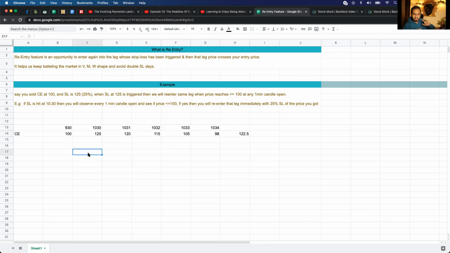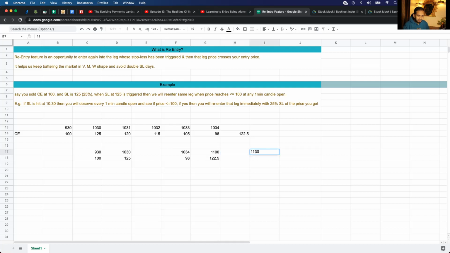So the earlier example is we entered at 9:30 with 100 rupees. At 10:30, our stop loss got triggered at 125. Next time I got an opportunity at 10:34 with 98 rupees. Let's say at 11 o'clock, my 122.5 SL got triggered. But you say, no, check again, I want to re-enter two times. Then after 11 o'clock, we'll keep on checking it.